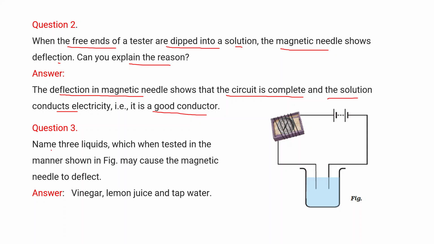Next question. Name 3 liquids which, when tested in the manner shown in this figure, may cause the magnetic needle to deflect. Okay, answer is vinegar, lemon juice and tap water. You can also give other examples of liquids which are conducting. Okay, it may be a solution of acid, base or salt.